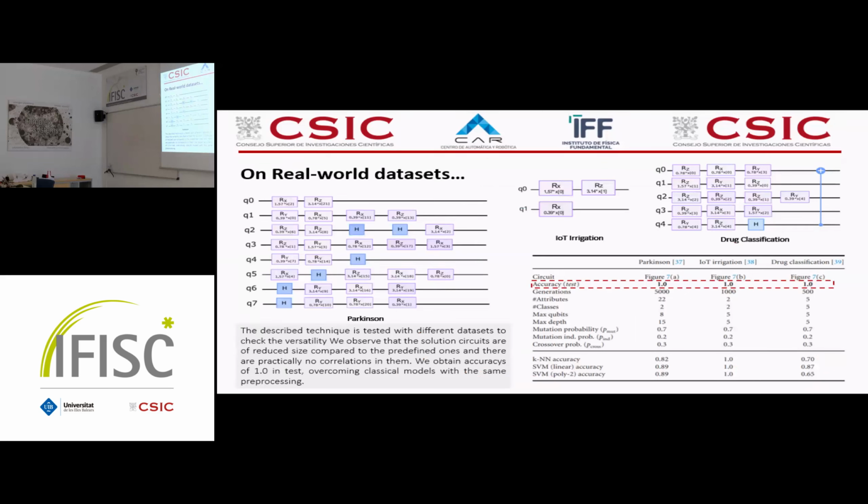And so we were working also on real-world datasets. For instance, we can see that all the circuits are classically simulable, more or less. And here, this is a multi-class problem that we were applying also, but here there were 22 features, and there are only 8 qubits, which is much better than 22 qubits for processing.